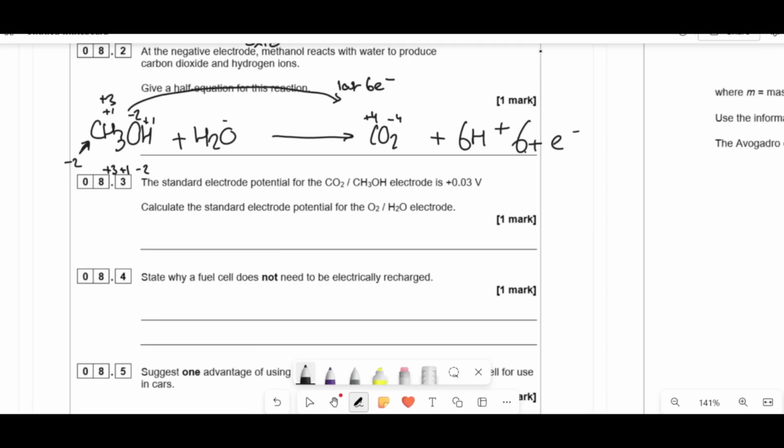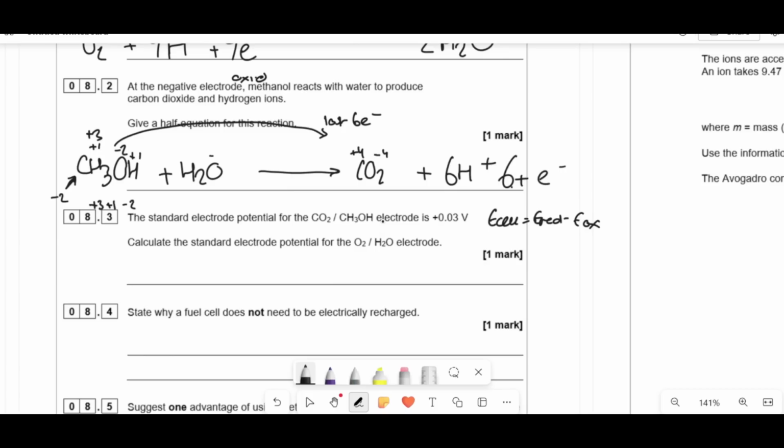Okay, now calculate the standard electrode potential for this electrode. E cell is E reduced minus E oxidized. What you do is look at what information you have. They've told you the standard electrode potential for this electrode. From the previous part of the question, it's told you that this is the negative electrode, and we've established that it's oxidized.